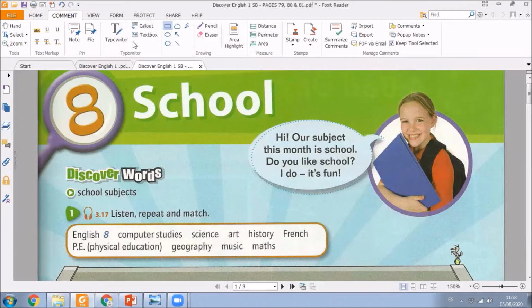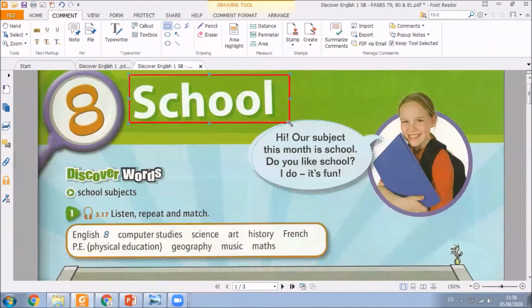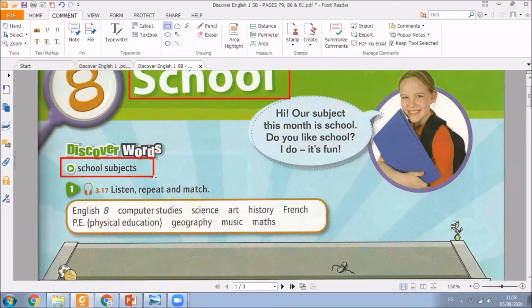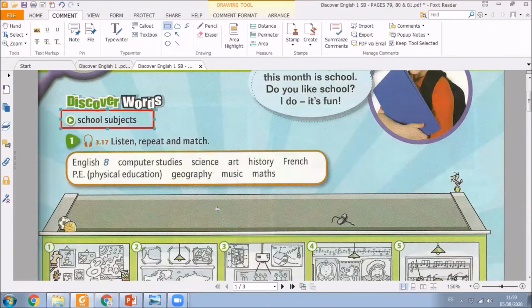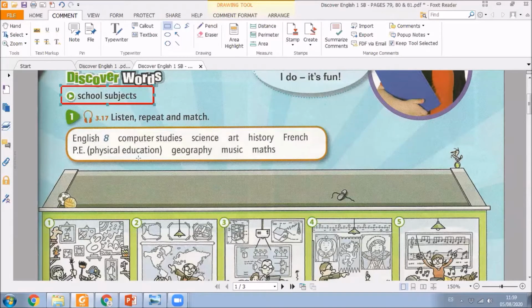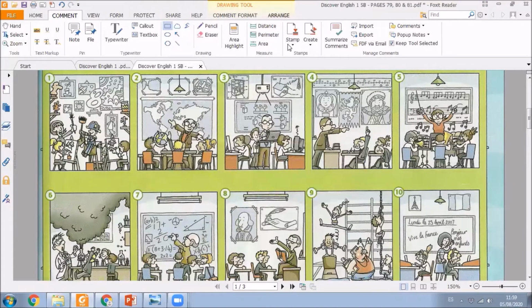Here we have this important word, school. Okay, so the girl says, hi, our subject this month is school. Do you like school? I do, it's fun. And here we are going to complete these school subjects. All right, let's read them together. English, computer studies, science, art, history, French, PE, it's physical education, geography, music, and maths. So we have to match these words to the pictures we can see here. Okay, let's start.